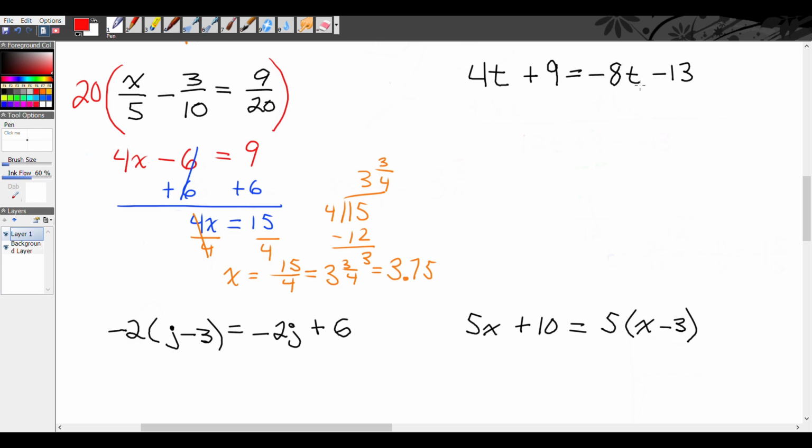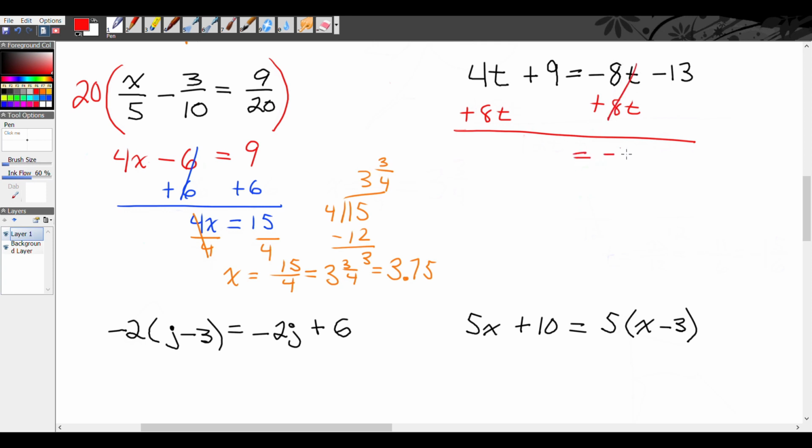And remember, the way you eliminate the extra variable is by doing the opposite operation. So if it's positive, you would subtract. If it's negative, you would add. So I need to add 8t to both sides here. Okay, negative 8t plus 8t, this cancels out.